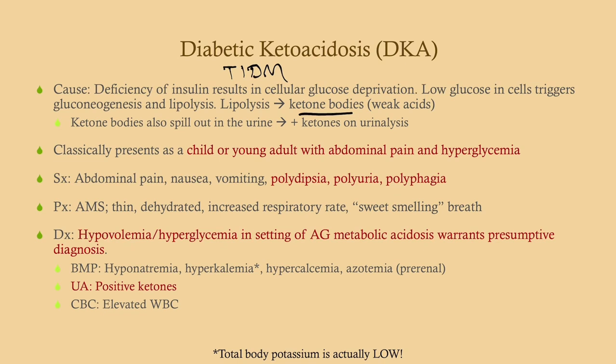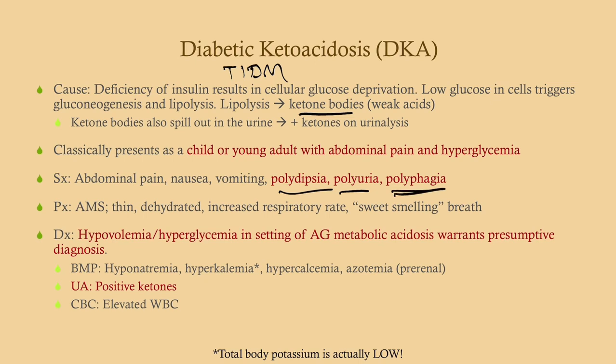Now, the ketone bodies themselves can spill out into the urine, and so on urinalysis, you'll see positive ketones. They can also spill out into the saliva, and you'll get that characteristic fruity odor to the breath. Classically, this presents in somebody who's not responsible for taking their insulin. Okay, so a little kid, maybe whose parents aren't doing a very good job of parenting, teenagers, young adults, maybe they're rationing their insulin. Sadly, they can't afford it, or maybe they're just not being responsible. It happens. Symptoms, your typical metabolic acidosis signs, and then polydipsia, polyuria, polyphagia. Why does this happen?